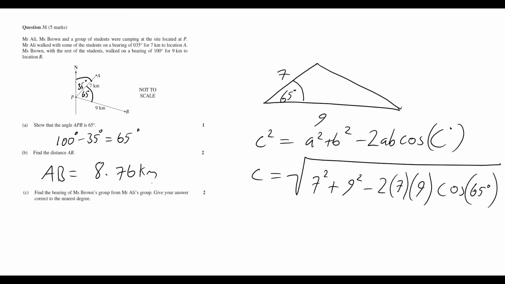Okay, fantastic. So what we need to do now is find the bearing of Mrs. Brown's group from Mr. Ali's group. Give your answer correct to the nearest degree. So if I'm going to draw that on the original diagram, it would look something like this. Those are just our north parallels, and what we need to do here is figure out this angle theta.